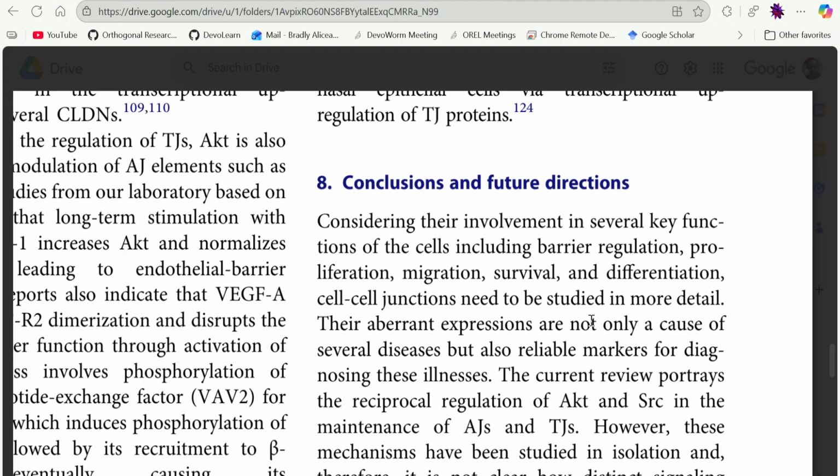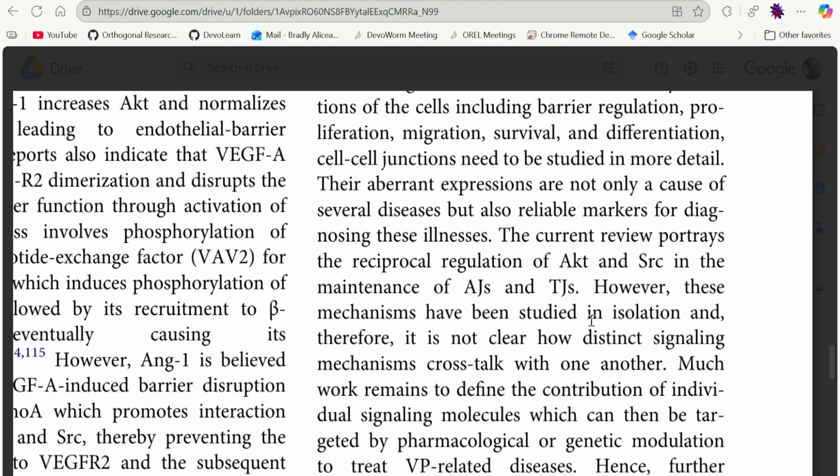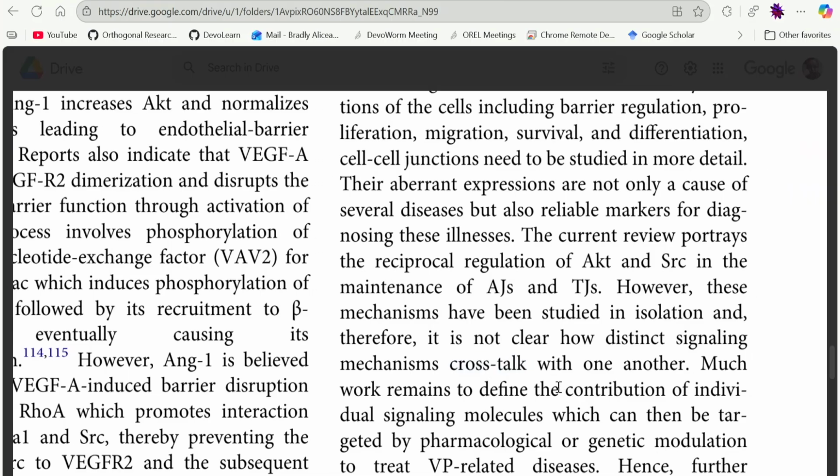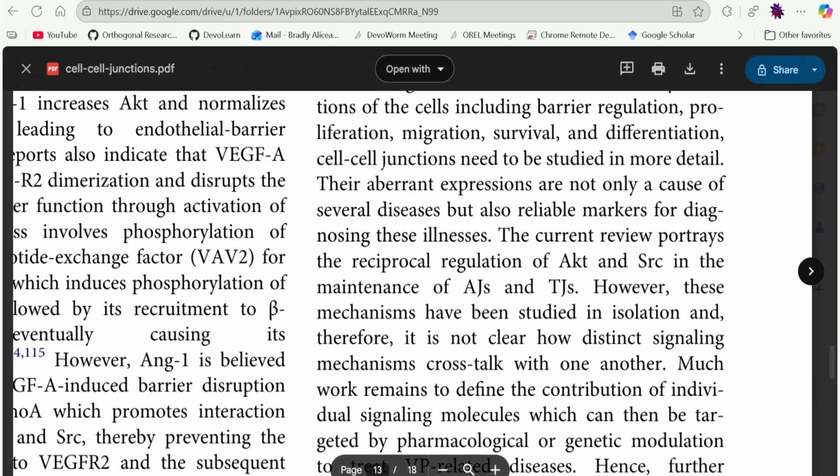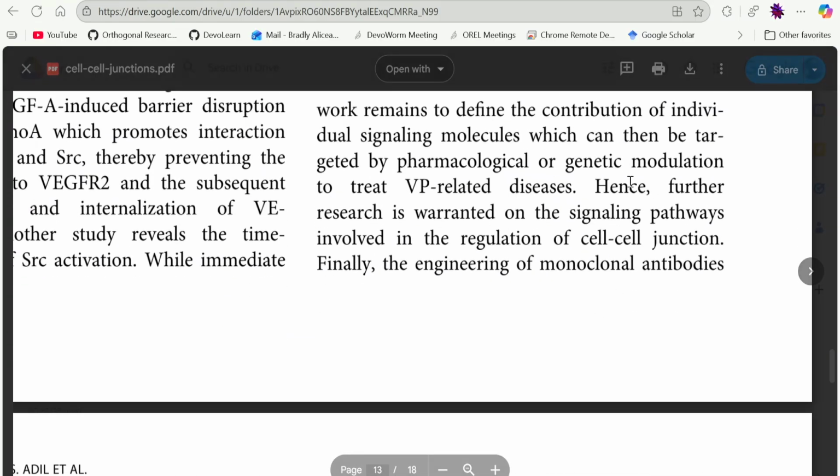However, these mechanisms have been studied in isolation, and therefore it is not clear how distinct signaling mechanisms crosstalk with one another. So we haven't even talked about crosstalk yet. We've just been looking at these idealized models of function. Much work remains to define the contribution of individual signaling molecules, which can then be targeted by pharmacological or genetic modulation to treat VP-related diseases. Hence, further research is warranted on the signaling pathways involved in the regulation of cell-cell junctions.